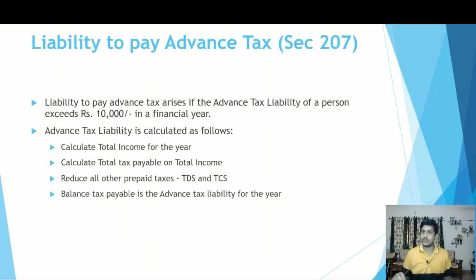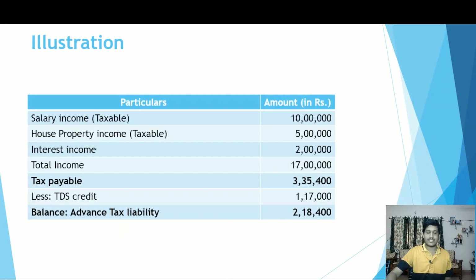As we all know, we calculate our income, which is we aggregate the income from all sources, which is known as total income. On that total income, we calculate something called tax payable. From the tax payable, if we reduce the TDS credit and the TCS credit, balance tax that we have to pay from our pocket is called advance tax liability. Let us understand this with a very basic example.